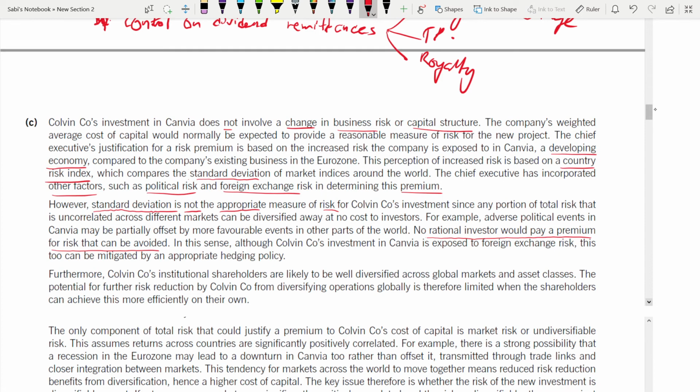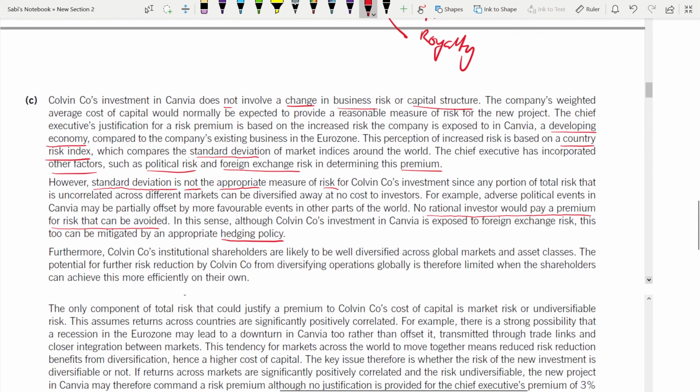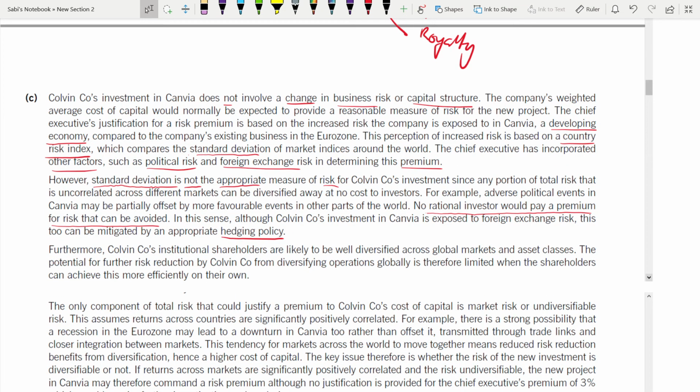In this sense, although Covalent's investment in Canada is exposed to foreign exchange risk, this too can be mitigated by an appropriate hedging policy. Why are they saying this? Because they are saying that in this country they have adverse political events, but if they have favorable events in another country, then that political risk can be offset. So that is gone. Now they are left with only foreign exchange risk. Even this can be offset, mitigated by a hedging policy. So now do you see how they are coming to the answer? They are dealing with one at a time. They talked about political risk, but that can be avoided. Then we are left with foreign exchange. They are saying this also can be mitigated using a hedging policy.